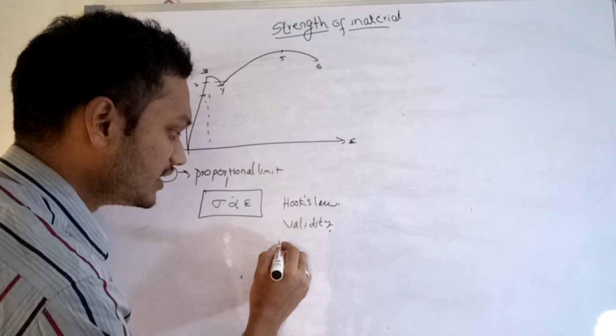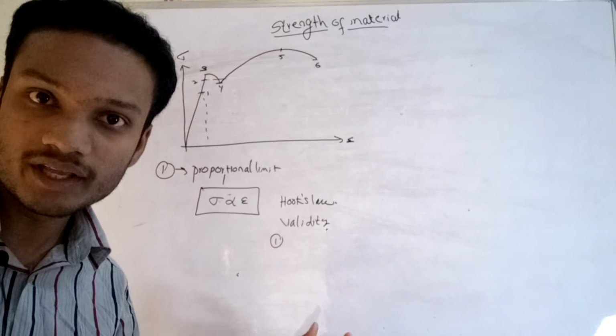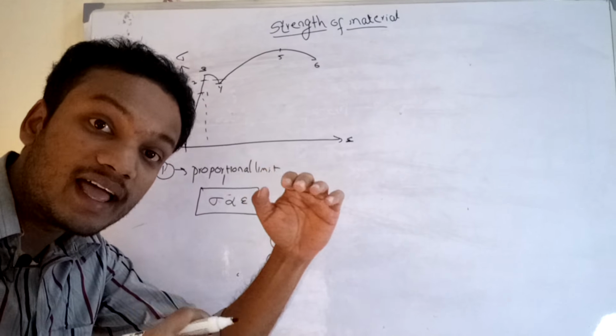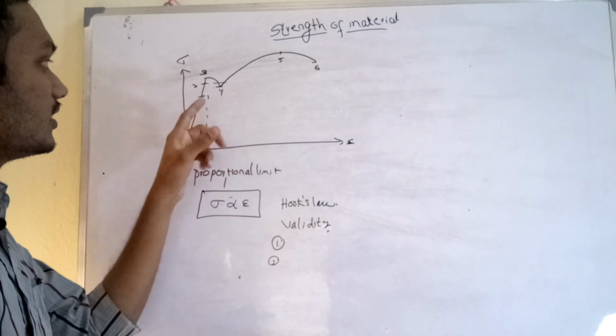What does validity mean? It should be uniaxial loading, and this relationship is valid only up to the proportional limit. This is reason number 1.